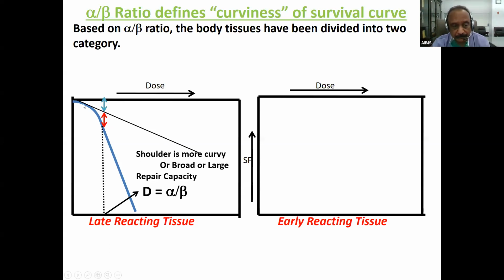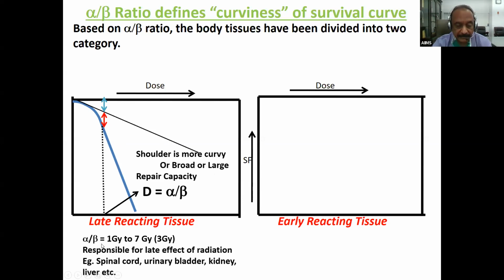And we can say that shoulder is more curvy, right? Or broad or large, right? So shoulder is more curvy, broad or large shoulder, or as I said that late reacting tissue have large repair capacity, right? And as I said that alpha beta ratio ranges for late reacting tissue from 1 gray to 7 gray, and we take an average of 3 gray.